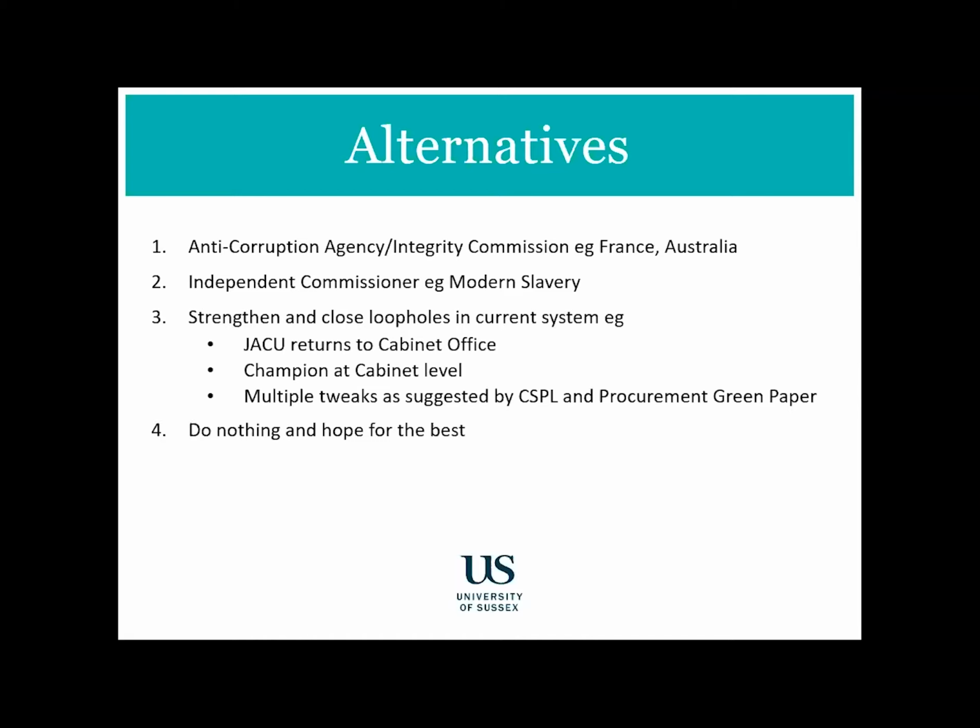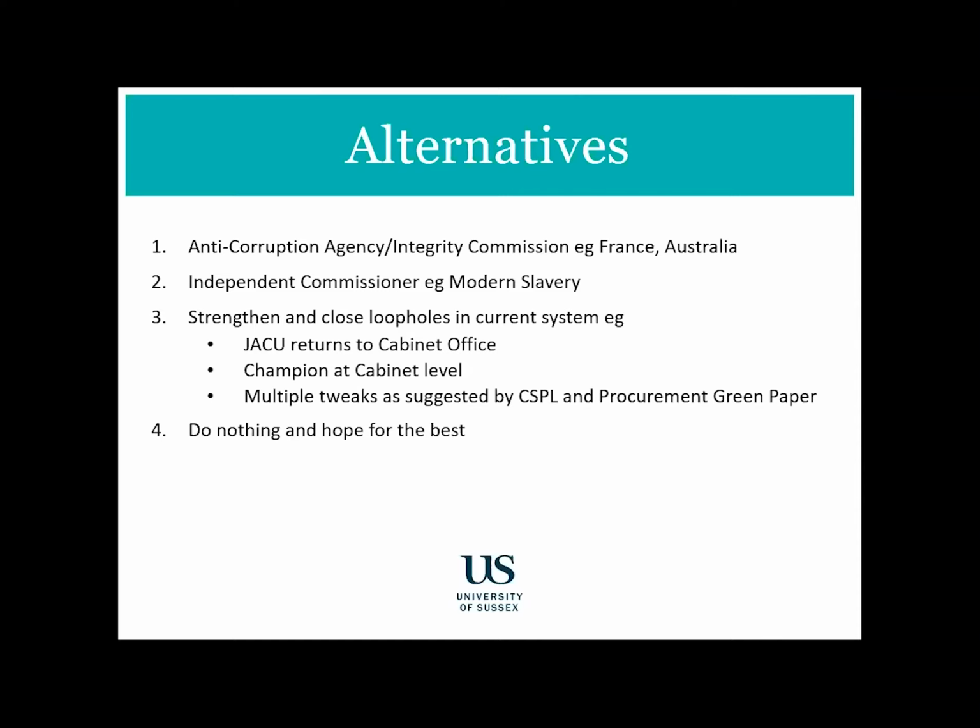You could, of course, strengthen and close the loopholes in the current system. And with the various conversations that are going on around the Committee on Standards in Public Life and the various things that are happening with the Johnson government, there have been lots of suggestions. For example, putting a COBRA on a statutory footing and giving it some powers rather than just making it advisory. And indeed, the government has recently published a green paper on procurement, and that's an opportunity to close some of those loopholes which have appeared during the COVID procurement, the PPE procurement. You could also do nothing and hope for the best, which is, of course, a very traditional British government approach on difficult issues until you get a disaster.